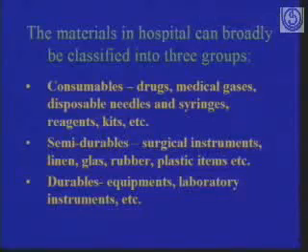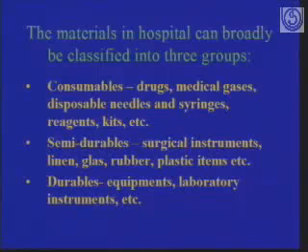Now, the materials in a hospital can be broadly classified into three groups. First, the consumables, which can be used only once and then are consumed, like drugs, medical gases, disposable syringes, needles, reagents, kits, etc. Second are the semi-durables, or in the army what you most commonly call expendable stores. Now, primarily we are differentiating between our consumable items and capital equipment. Consumable items can be used after procurement only once and then they are consumed.